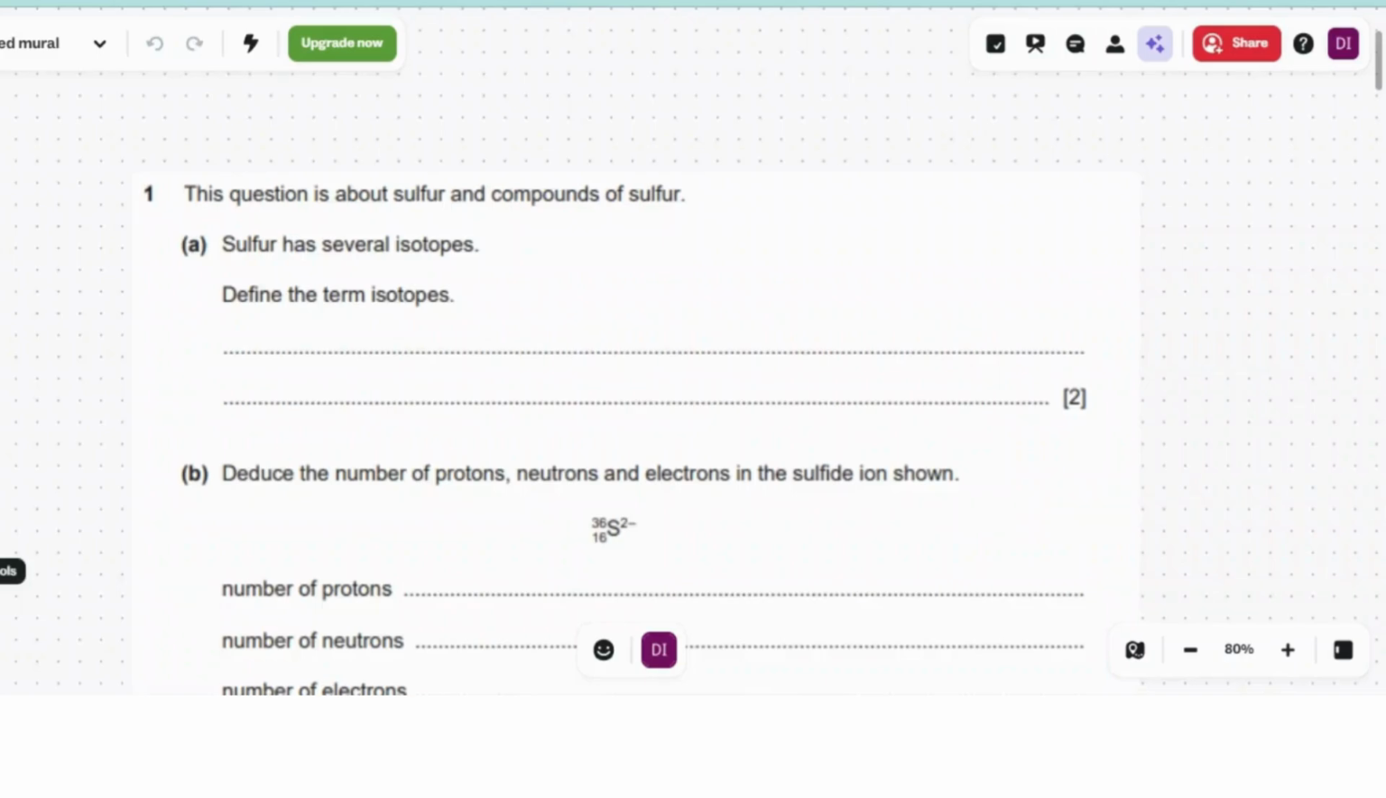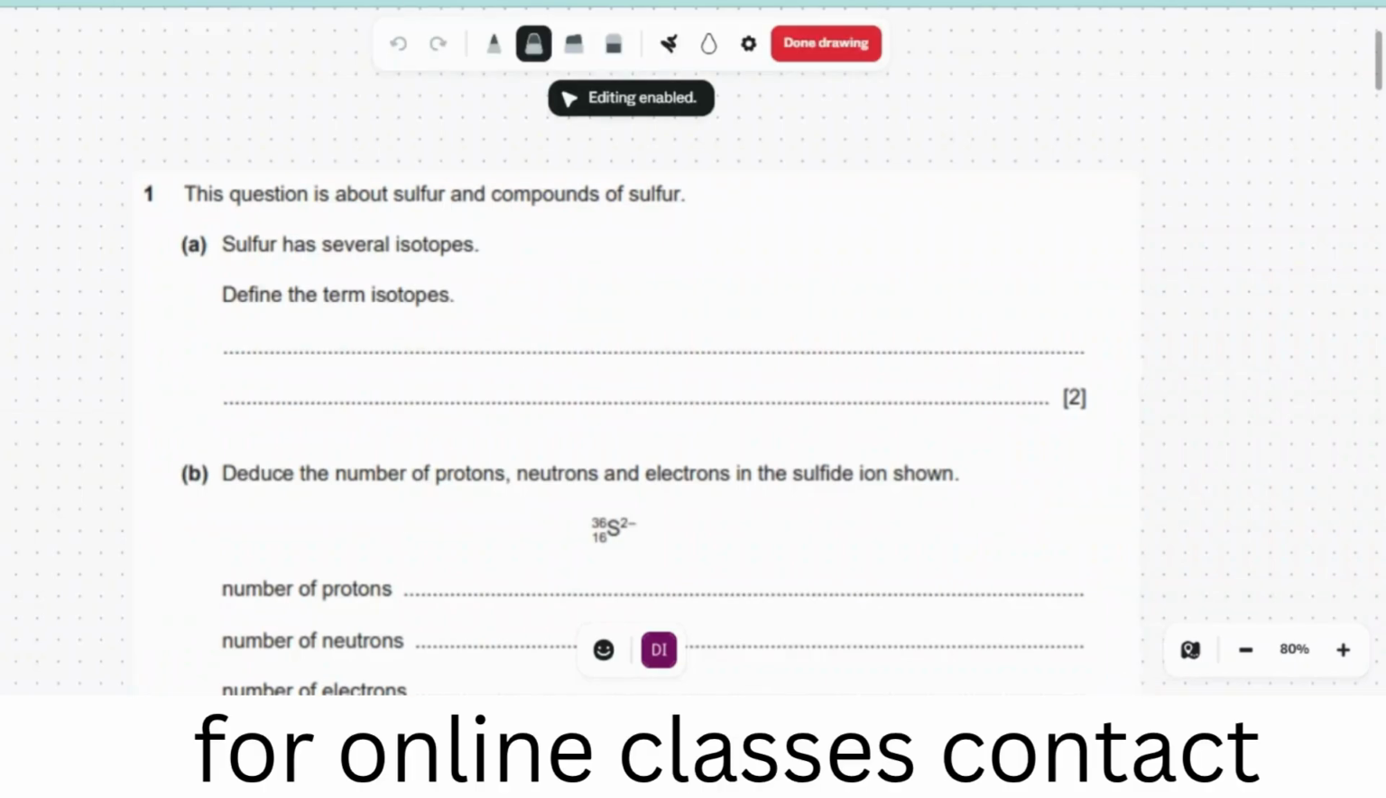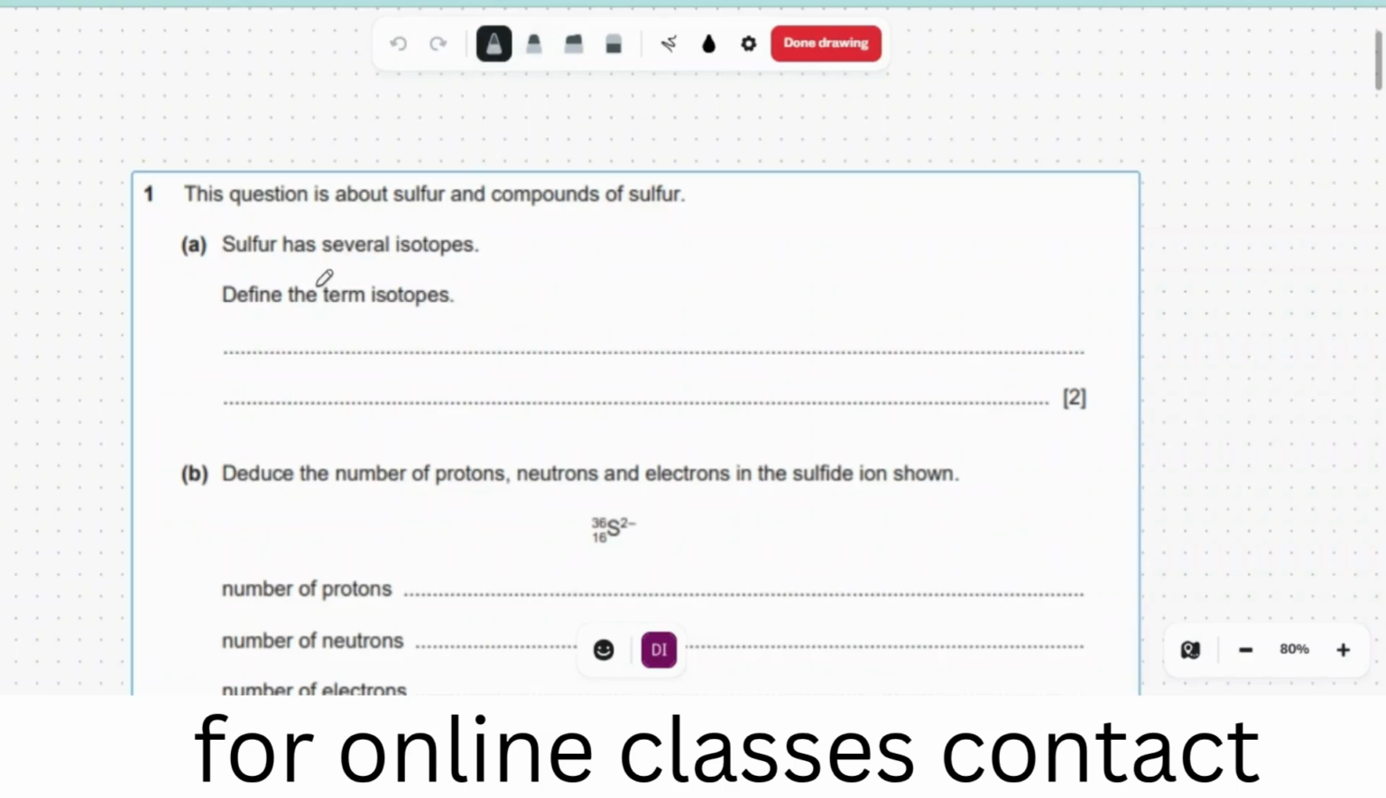Today we are going to talk about the past papers of isotopes, ions and ionic compounds. Okay, so the first question from the past paper is about sulfur and compounds of sulfur. Sulfur has several isotopes. Define the term isotopes. So what is an isotope?